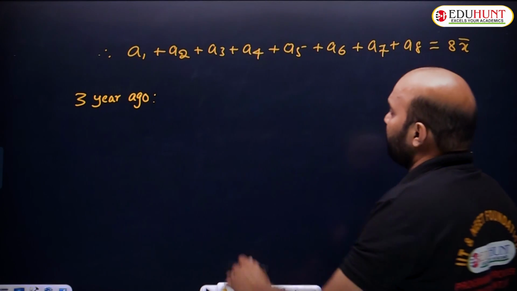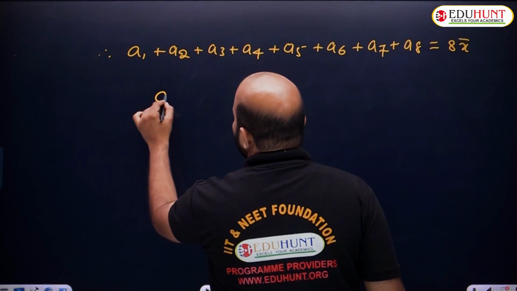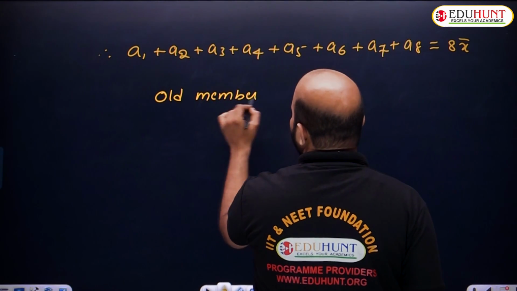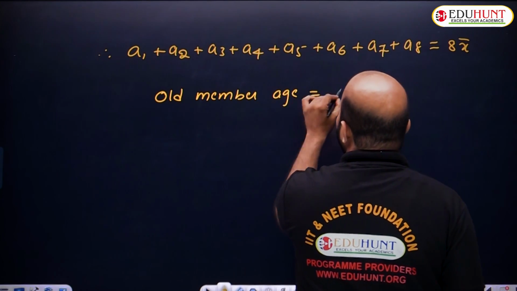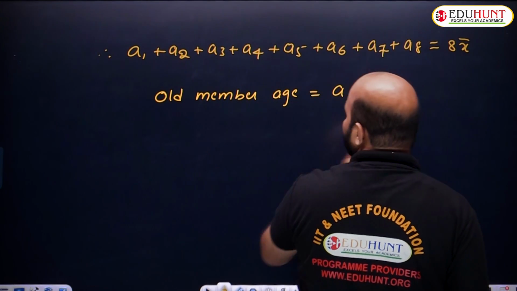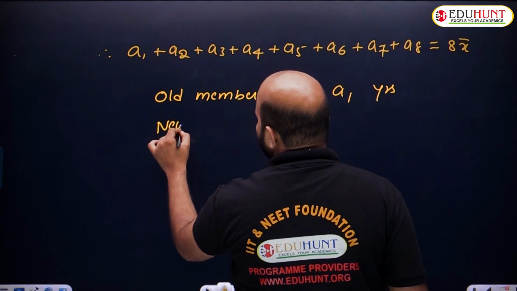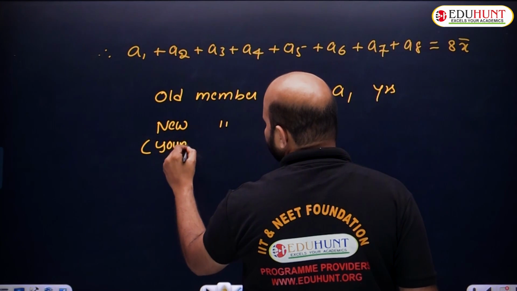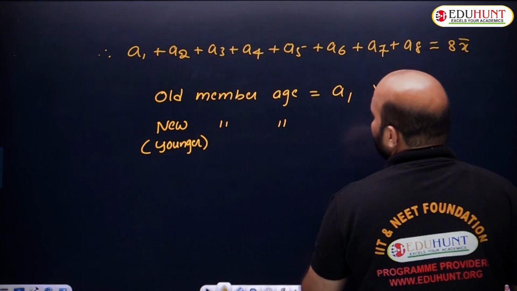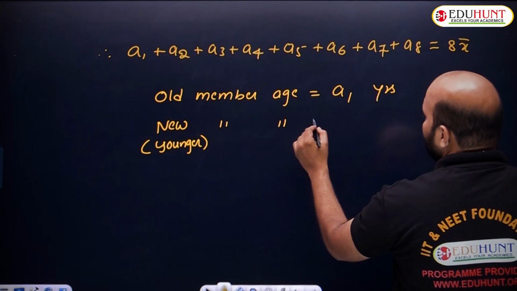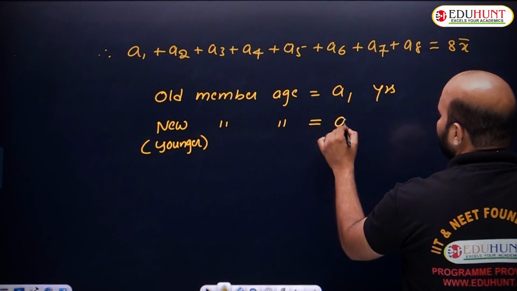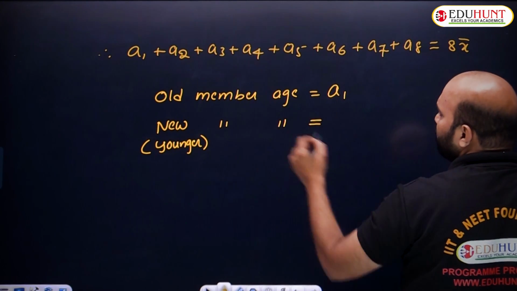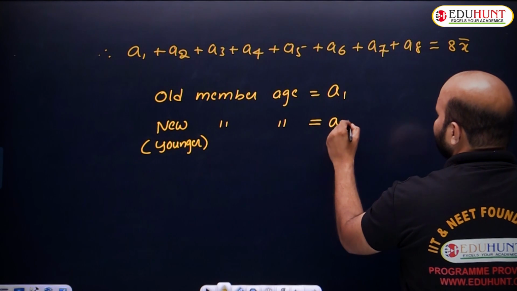So let me take the old member as A1 years. The new member, that is the younger, is already given in the question. The new younger member equals A9 years. So what I'm taking: the old member is A1, and the new member is A9.